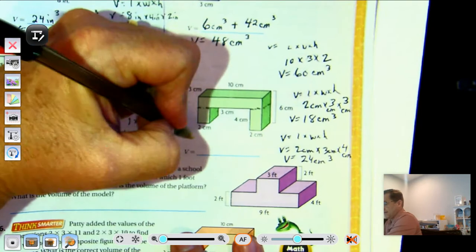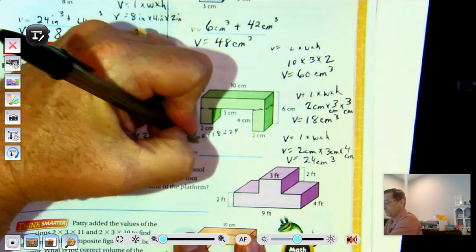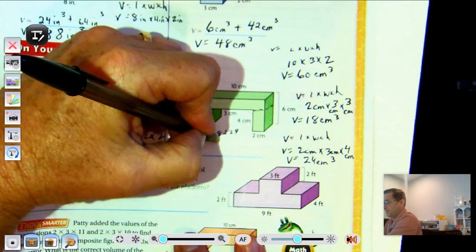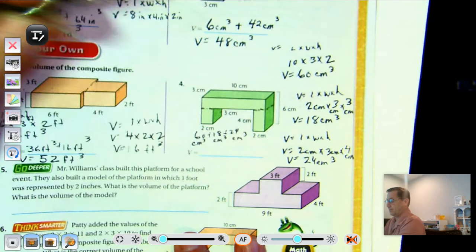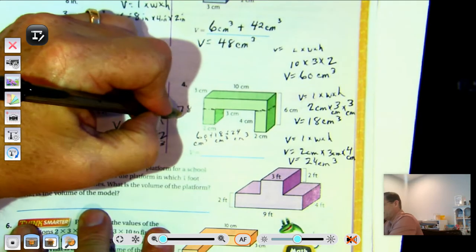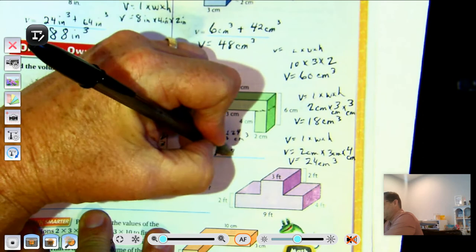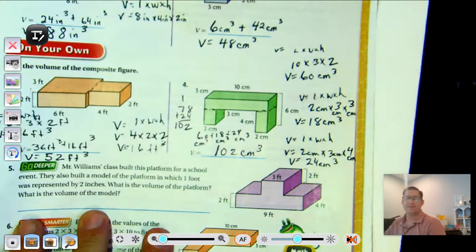All right, now so we're going to add 60 plus 18 plus 24. And these are all cubic centimeters. So 60 and 18 is 78 plus 24. 102 cubic centimeters.